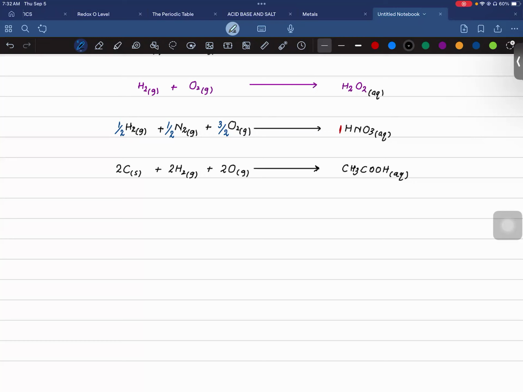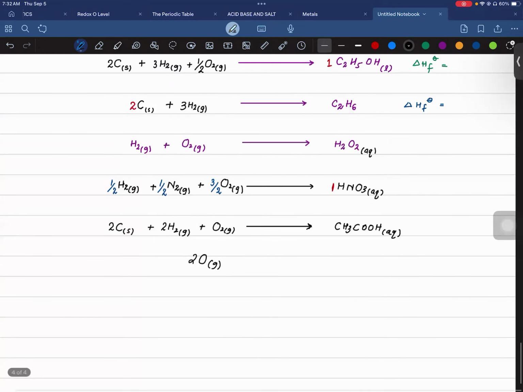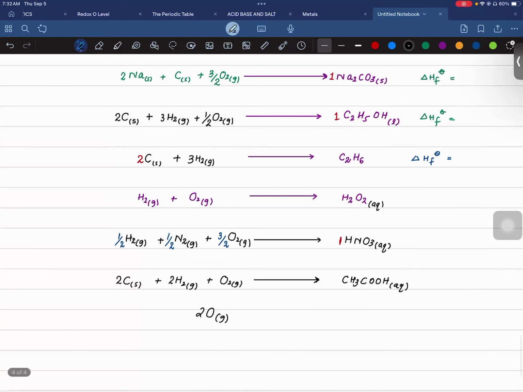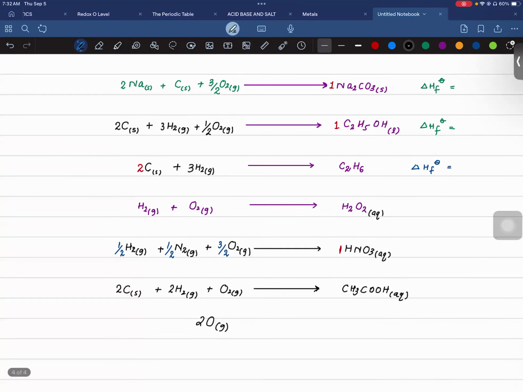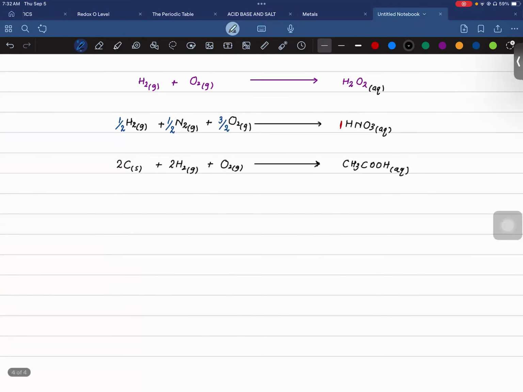No, O2. Exactly. Taha, can you tell me why I am not supposed to write like this? Sir, gases exist in diatomic form. Right. Nice. Excellent. This is enthalpy change of formation. So that's all from standard enthalpy change of formation.